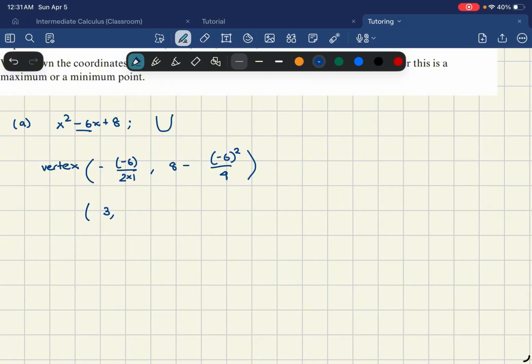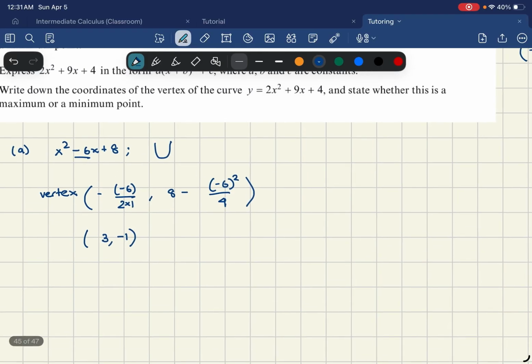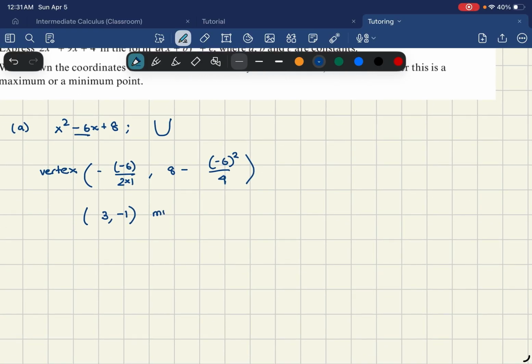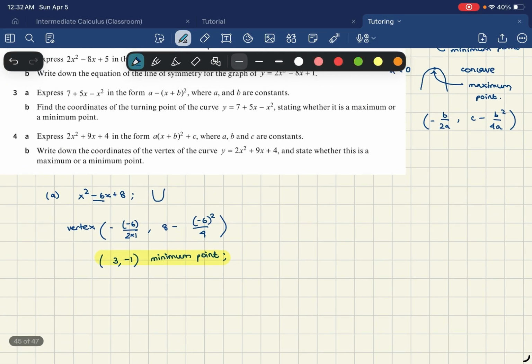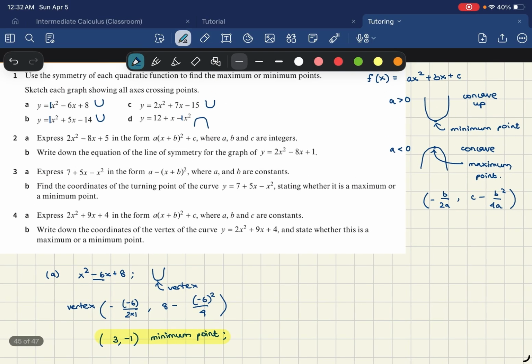The second part is 8 minus 36 over 4. 8 minus 9 is negative 1. So your vertex is at this point, and your vertex is also your minimum point because it's concave up. So you have a minimum point at 3 comma negative 1.